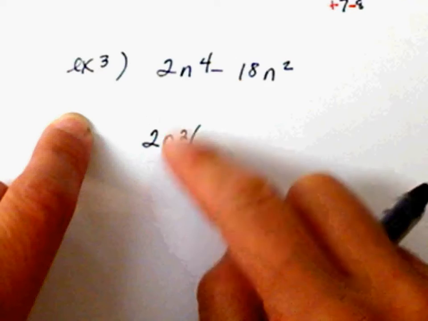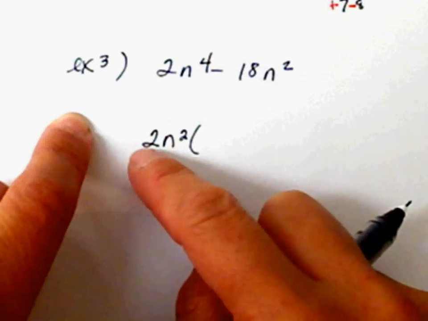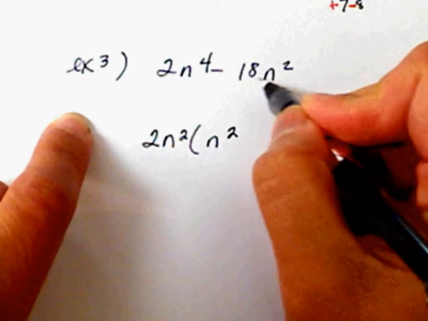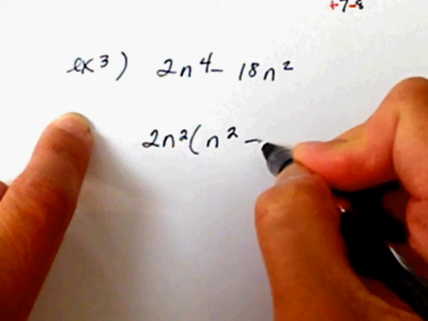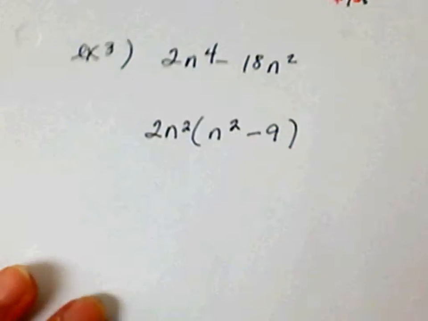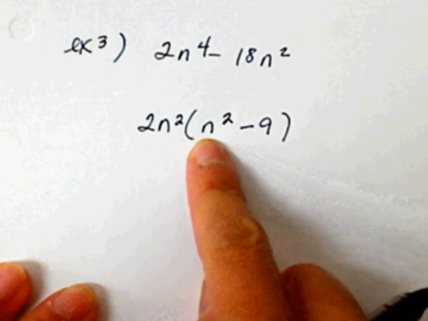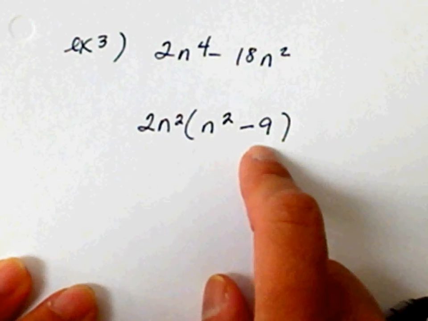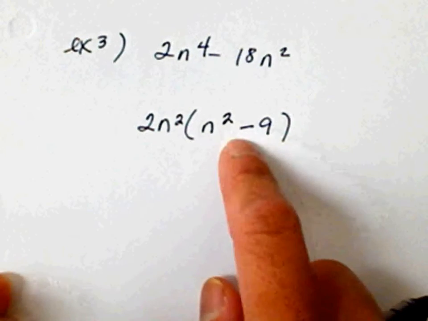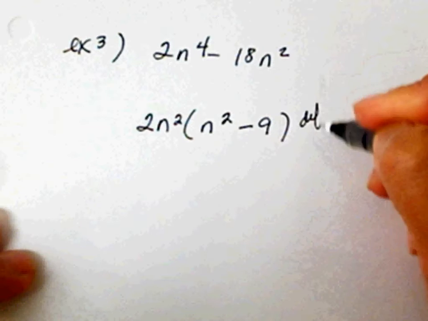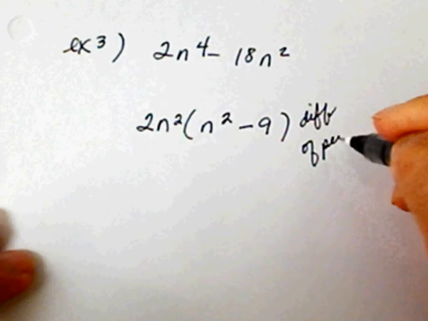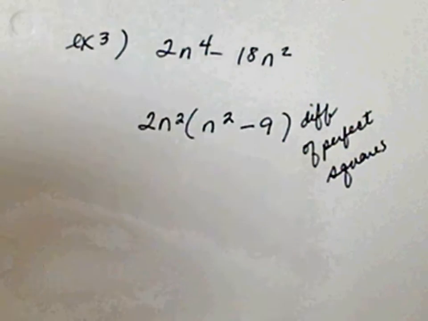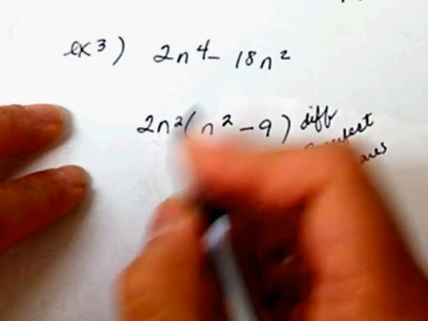What is 2n to the 4th divided by 2n squared? You have left n squared. Negative 18n squared divided by 2n squared leaves you negative 9. Okay? Now if you take a look, n squared is a perfect square, and so is a 9. Because what's the square root of 9? A 3. It is a perfect square. Separated by a minus, this is called a difference of perfect squares. Okay? So, like I said, you bring that down.